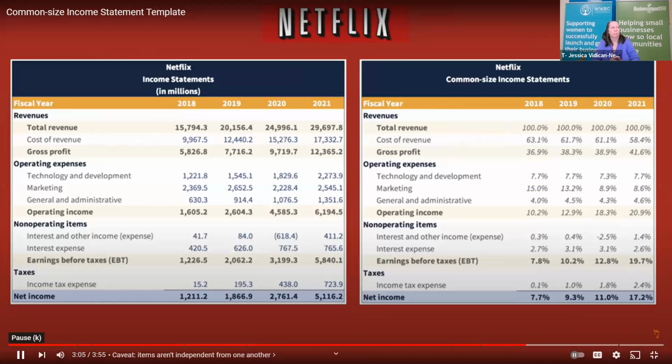A cost might increase on an absolute basis, but decrease as a percentage of sales. For example, Netflix's marketing costs increased by $300 million from 2020 to 2021. Yet Netflix's marketing costs as a percentage of revenue decreased over the same time period. The explanation? While Netflix's marketing costs increased, they increased at a slower rate than Netflix's revenue. Thus, Netflix spent more on marketing, but marketing came down as a percentage of revenue.